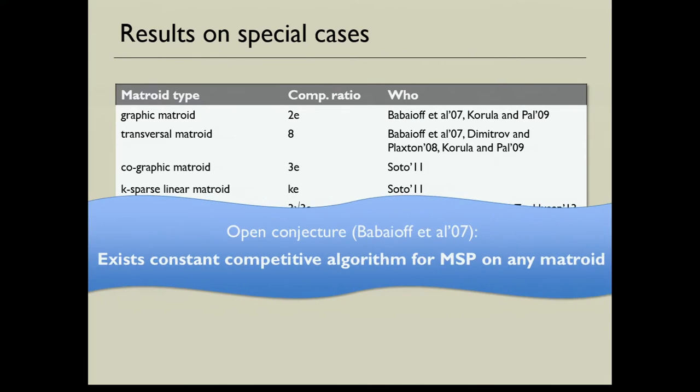And in fact, the open conjecture here is more general than I stated first in the talk. There should be a constant for any matroid. And I should also say that they were brave because they made the conjecture before the results. So they had a good intuition. If it's correct, maybe it's wrong, the conjecture.